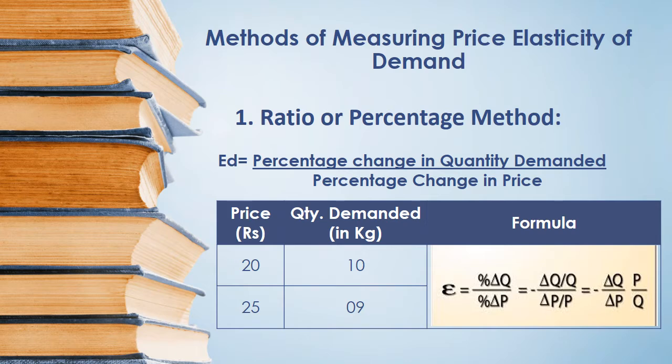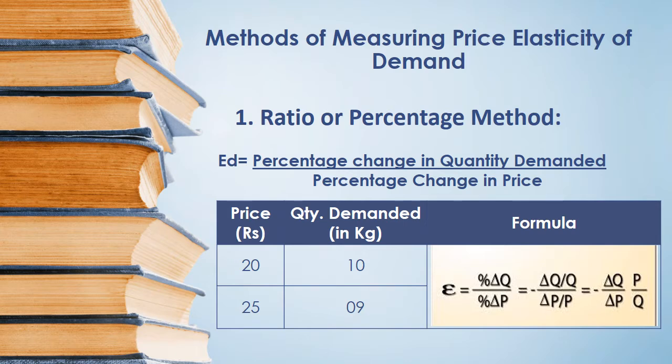So we know that we have to calculate the change in quantity demanded due to change in price, or we should know by how much percentage the demand has changed, and all this is done in elasticity of demand. But today we'll study which method should be followed to measure the change in demand due to change in price. The first method is the ratio or percentage method.